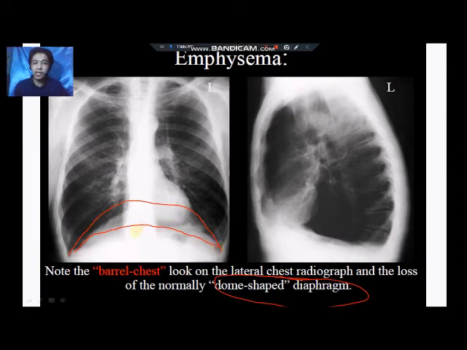Then in severe conditions, for example, the patient develops a barrel chest, so the dome of the diaphragm is lost. The anteroposterior thoracic diameter increases, so the patient gets a barrel chest. But if the patient does not develop a barrel chest, the lung fields will expand downwards, since they cannot expand in the superior portion. So they expand downwards.